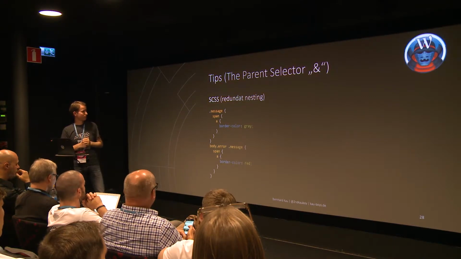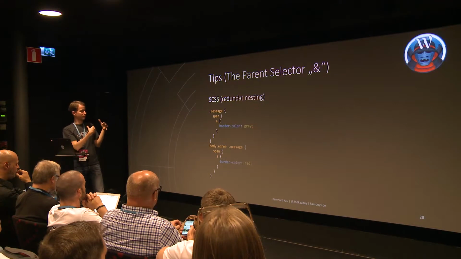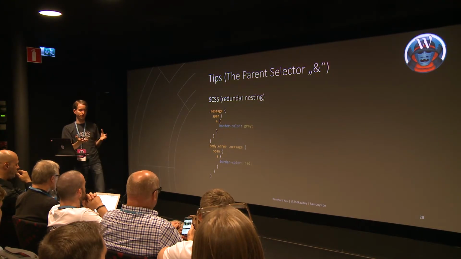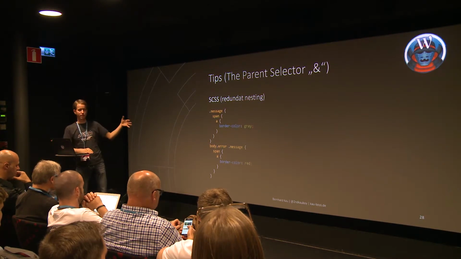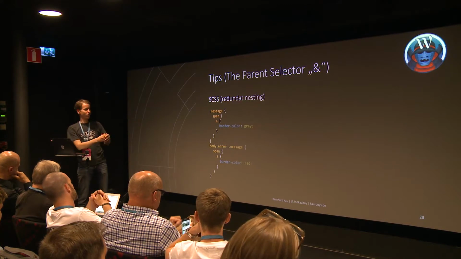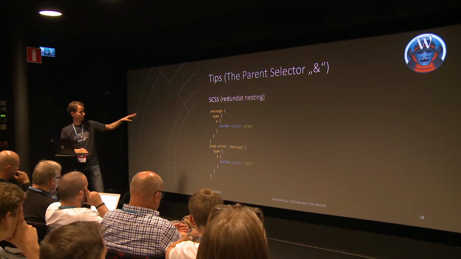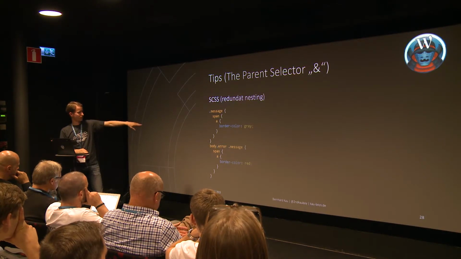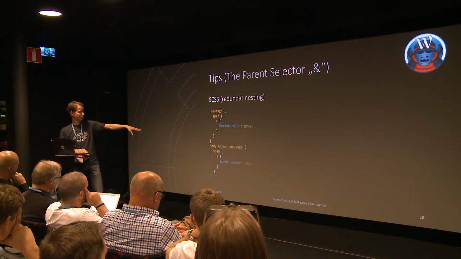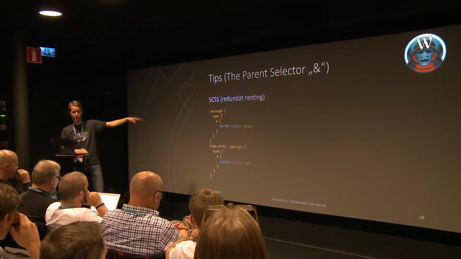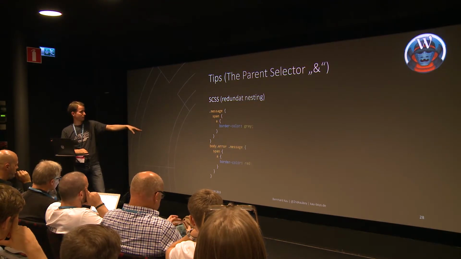So then there's redundant nesting. So let's say you have something like this. You have a message with a span and a link inside, and then you might want to have a different background color when the body has a special class. So let's say you have a form and you submit the form and an error occurred, and then you add a class to the body, and then all the messages should have another border color. You probably write it like this.